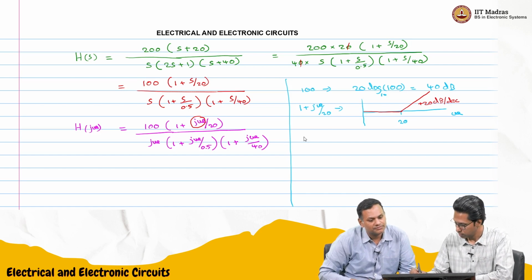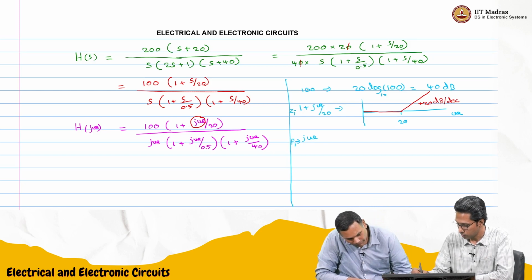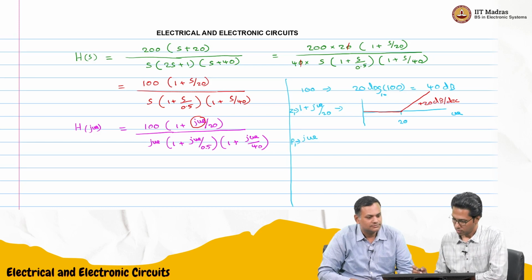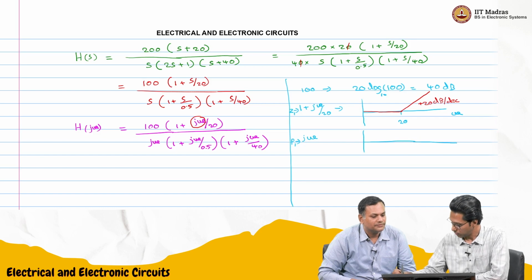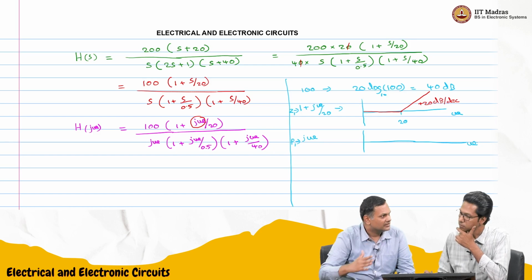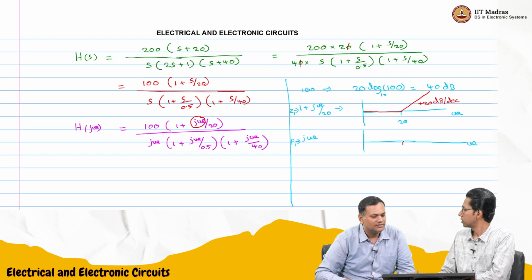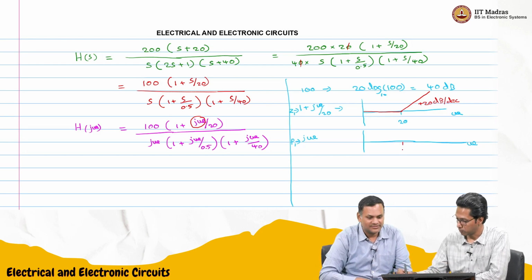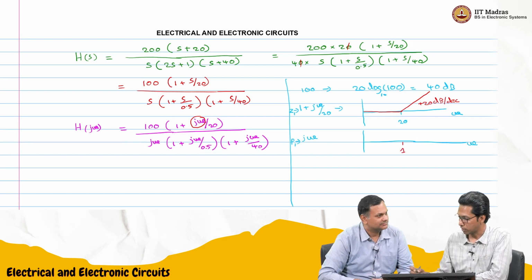Then for the j omega, which is a pole, we have dealt with this in the previous question also. This will just be a straight line with minus 20 dB per decade, and it will pass through log 1, which is 0 dB, at omega equal to 1.